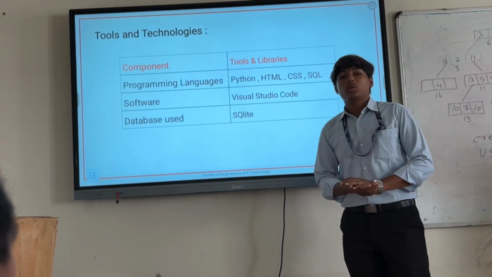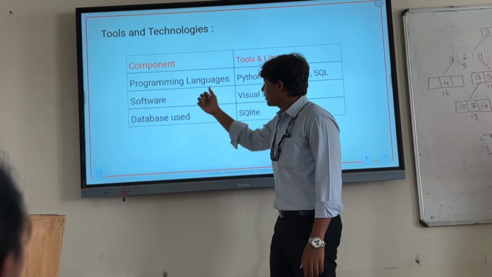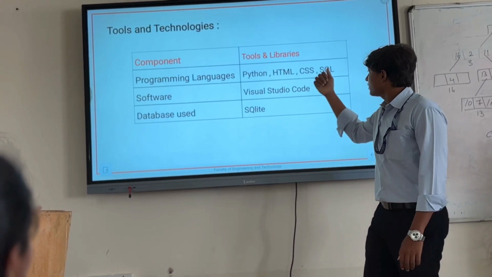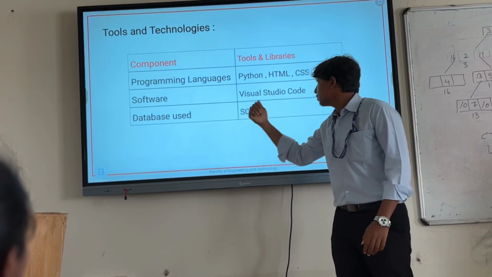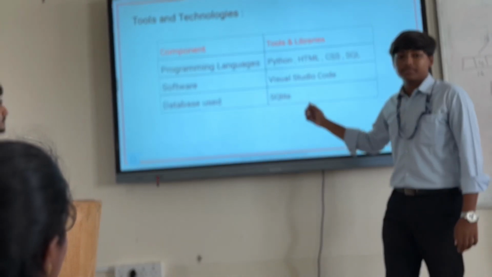Next part, I will explain about the tools and technologies. In the components we are using programming languages, software and a database. In programming languages we are using Python, HTML, CSS and SQL. For software we are using Visual Studio Code, and the database used is SQLite.